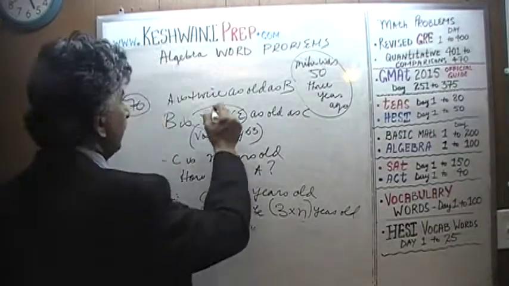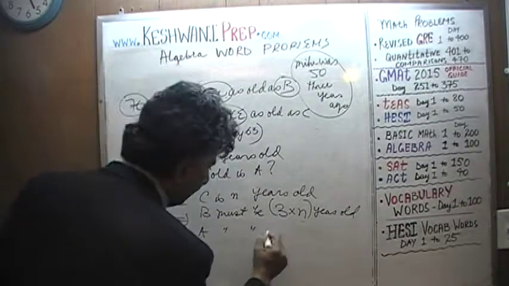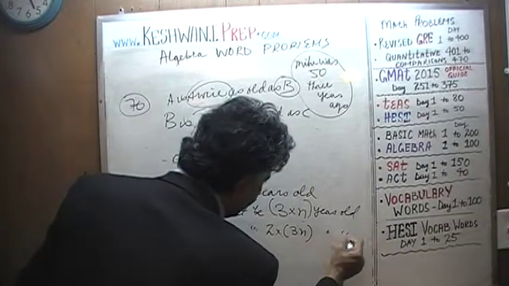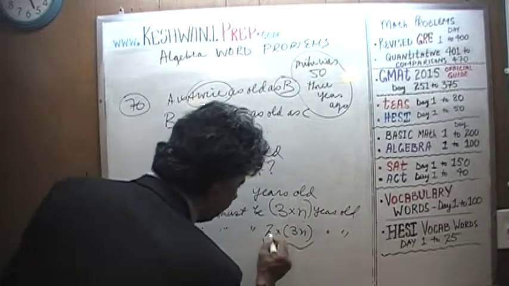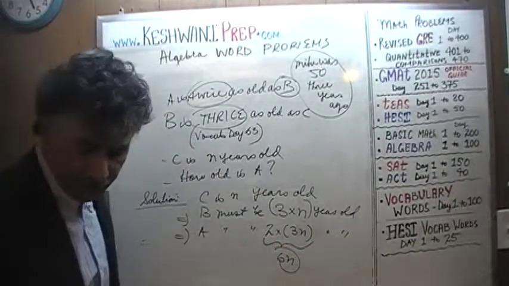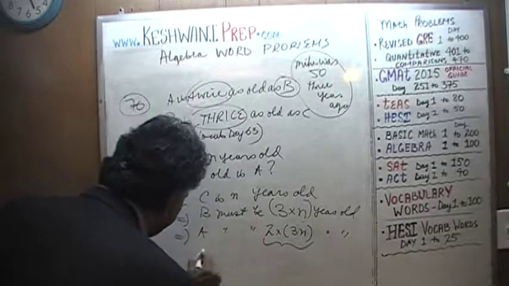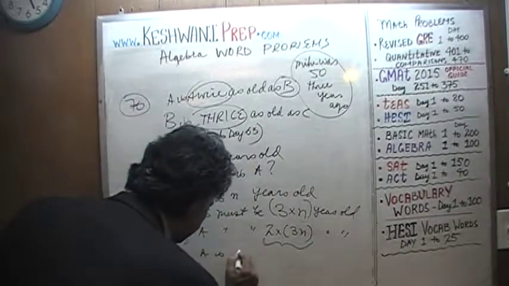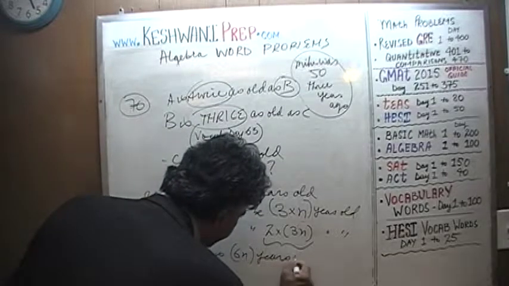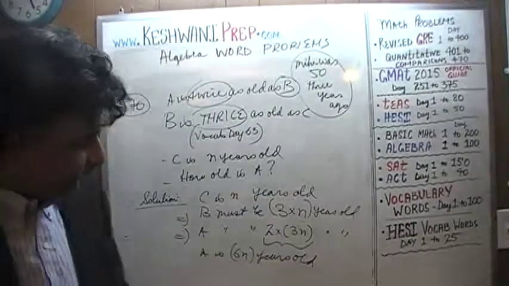A must be, because we are told that A is twice as old as B. Here's the value of B. B is 3 times N, so A must be 2 times 3 times N years old. That's it. We found it. A's age is 6 times N years old. How old is A? The answer is A is 6 times N years old. That's all. That's the age of A.